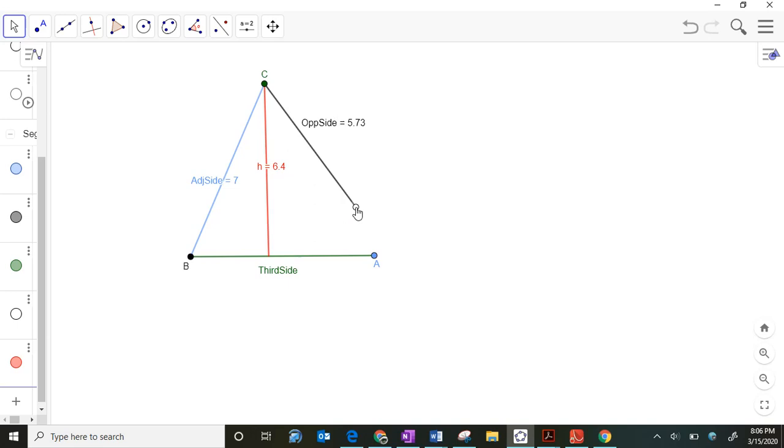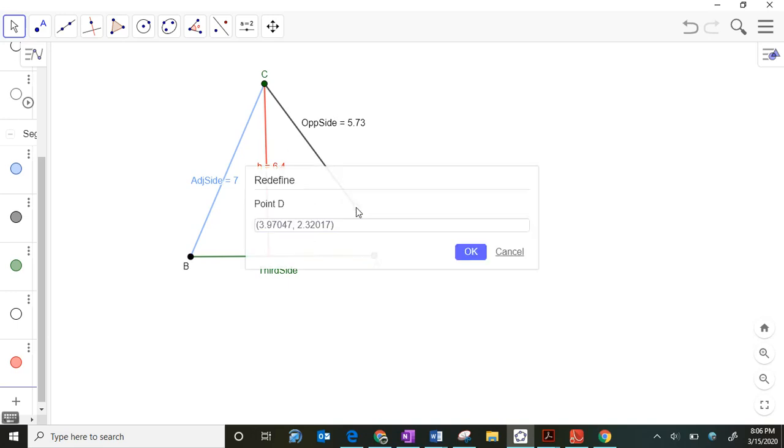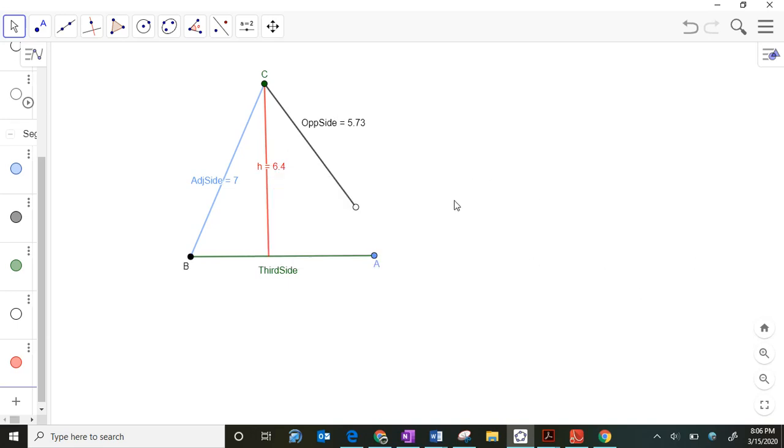And so therefore, there is no triangle. And if that's the case, then we are done with it and we don't need to do anything else. And so we just say no triangle.